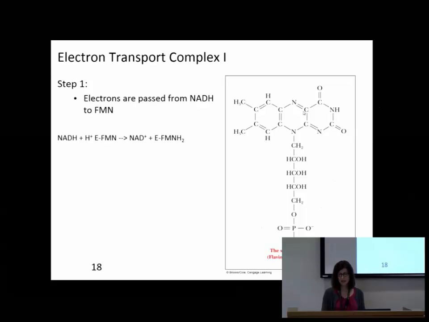So I'm not going to ask you to draw the structure or even to recognize it. Just know that FMN is another coenzyme, a new coenzyme, that can pick up and carry hydrides, electrons. And it's going to pick them up right here and right here. That's where they're picking them up. But I'm not going to ask you that. I just want you to know that it's a coenzyme that is carrying electrons.